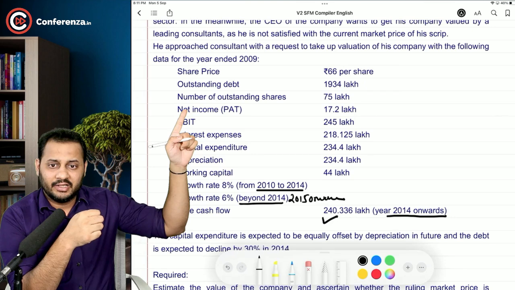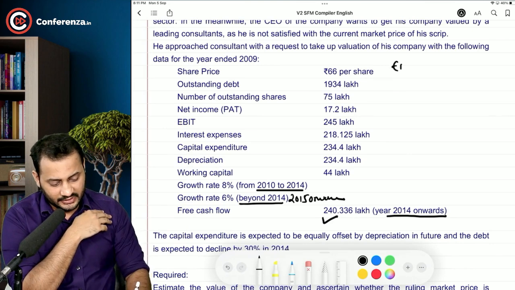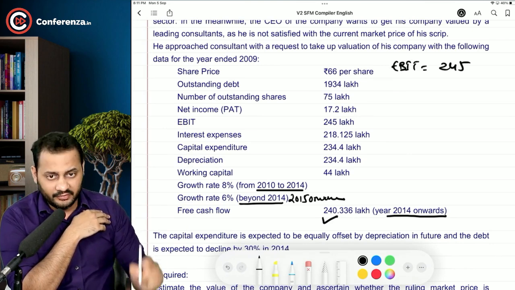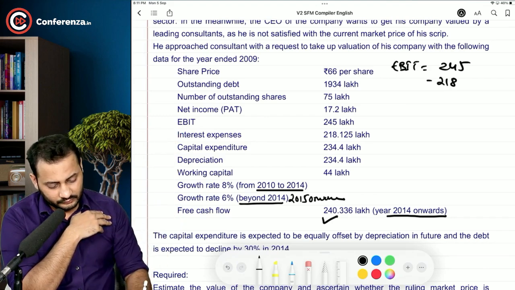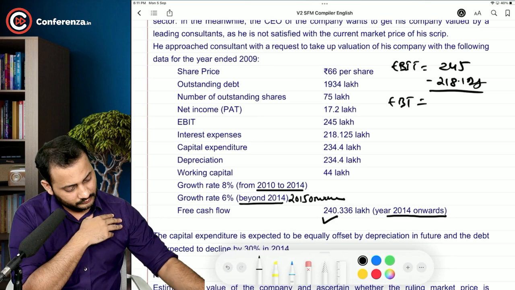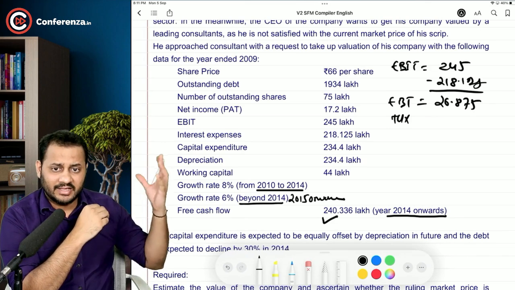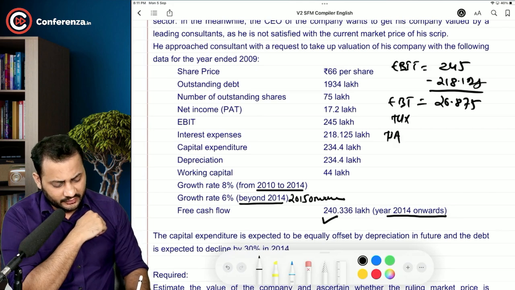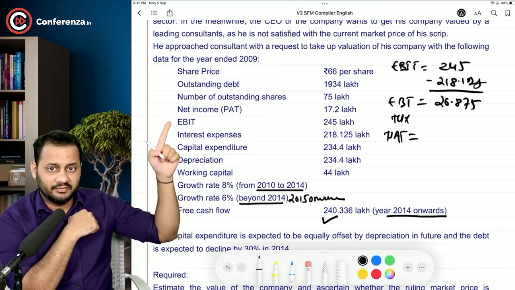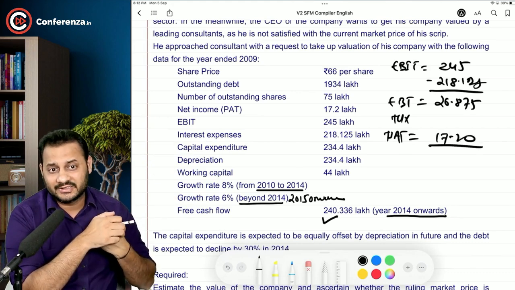Profit after tax is 17.2 lakhs, right? EBIT is 245 lakhs. So let me just write down EBIT as 245 and interest expense of 218.125. So EBT will be 26.875. Now is the time to deduct tax, but the tax rate is not given in the question. You can clearly see. It's okay. If the tax rate is not given, we can take the profit after tax directly, which is given to us, which is 17.2 lakhs, right? Based on that, we can calculate the tax rate.